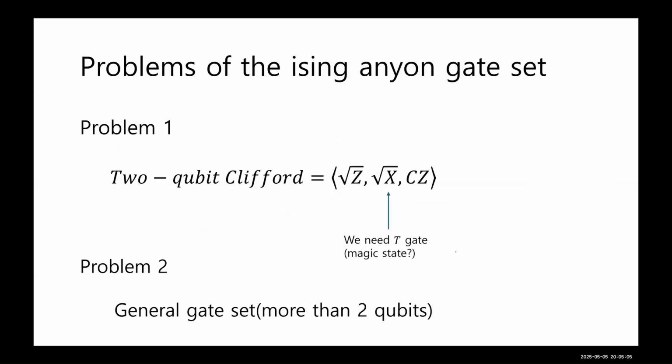But you might notice there are some problems in this formulation. The main problem is that the possible gate set we can implement is the Clifford gate set. That means we cannot implement universal gates. So we need a T gate or more qubit gates to implement a universal gate set. And the second problem is more important: we cannot even implement the Clifford gate set if we have more than 2 qubits.